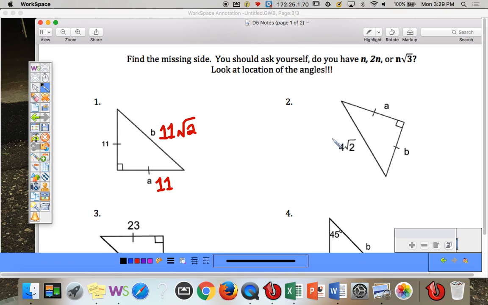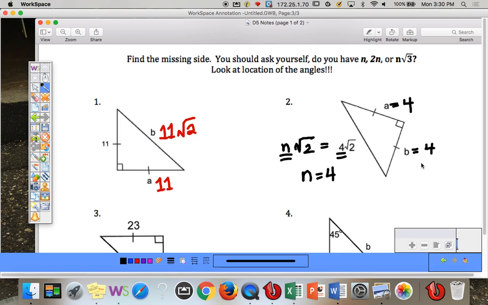All right, the next one over here, again, a 45-45-90 triangle. So you ask yourself, do you have n or n√2? And this equals n√2. You can clearly see once you write this out that they both have a square root of 2, so n must be 4. And that would be these two sides right here. So this side is 4, this side is also 4.